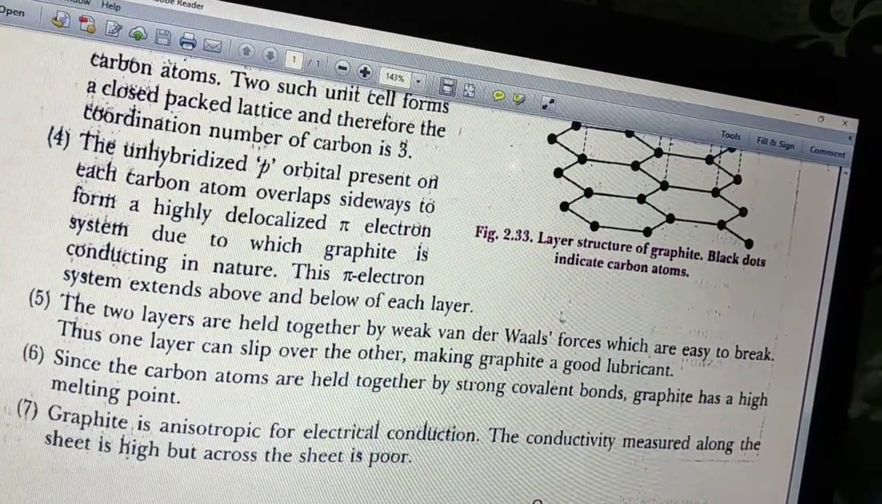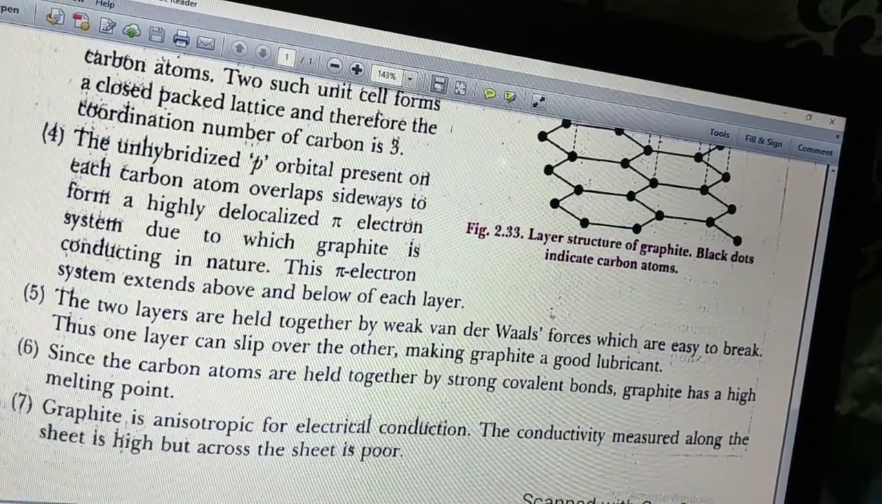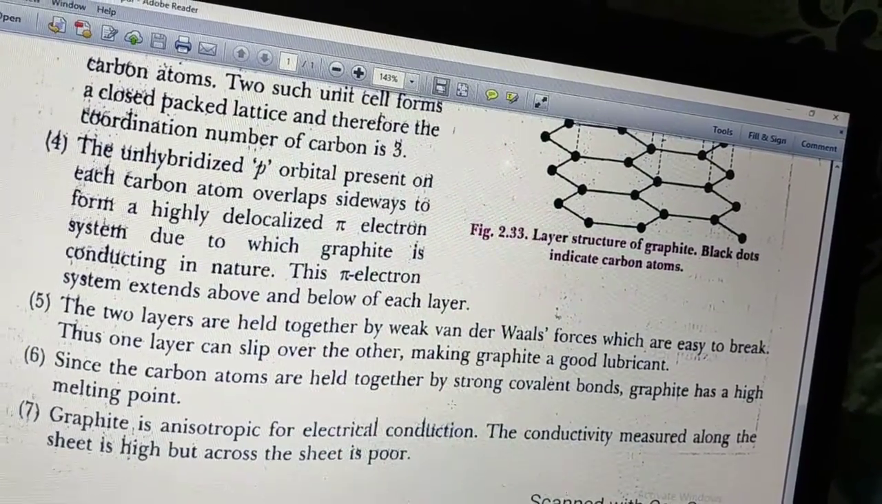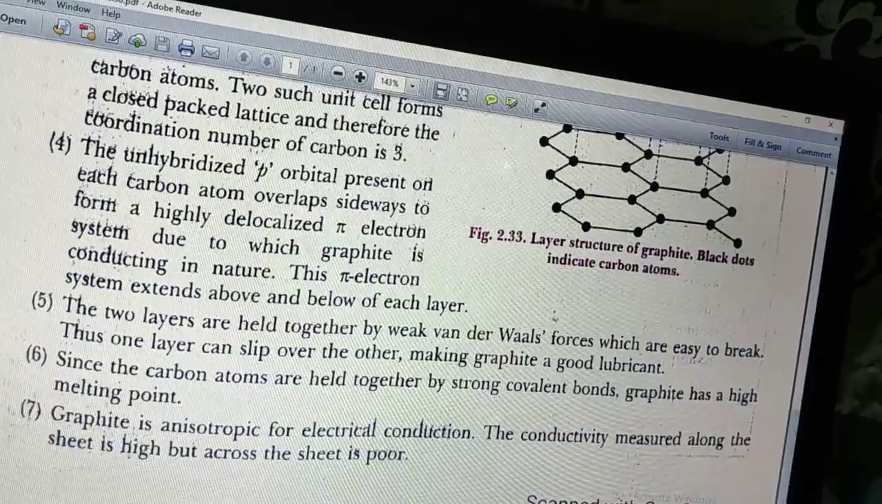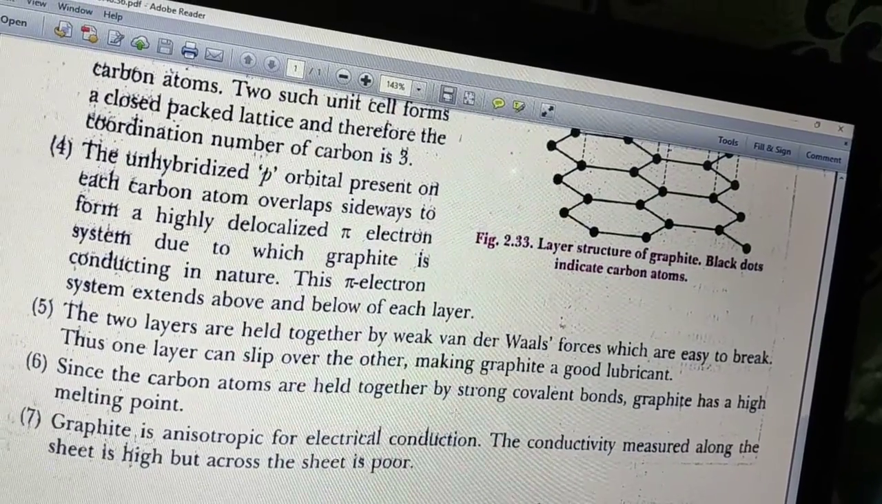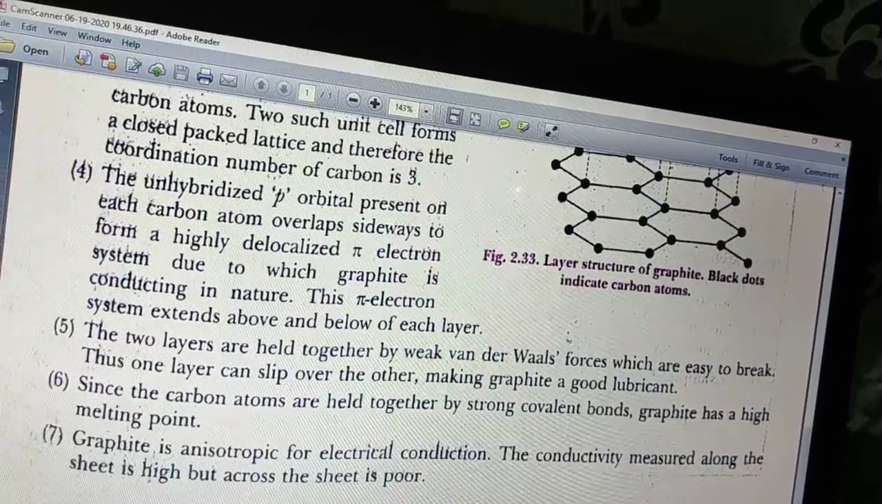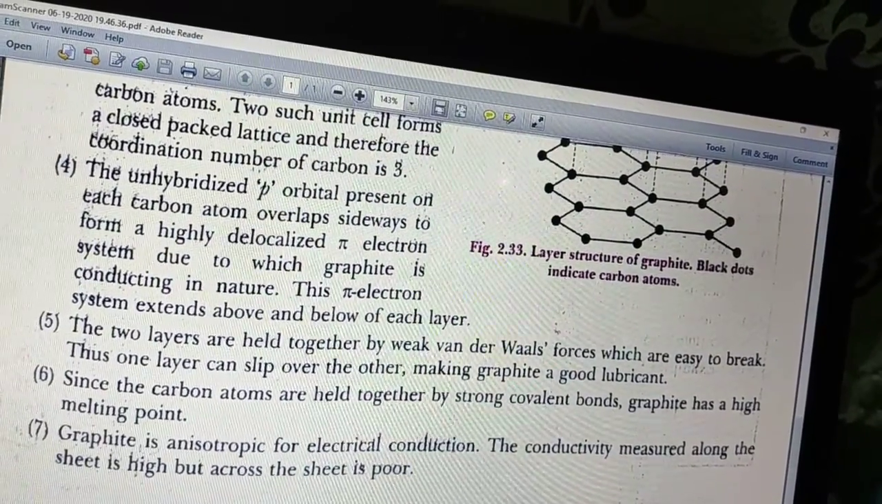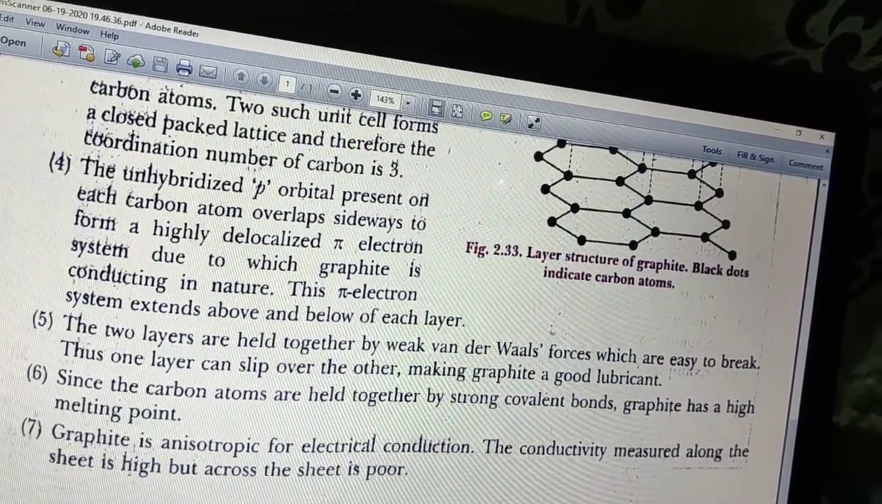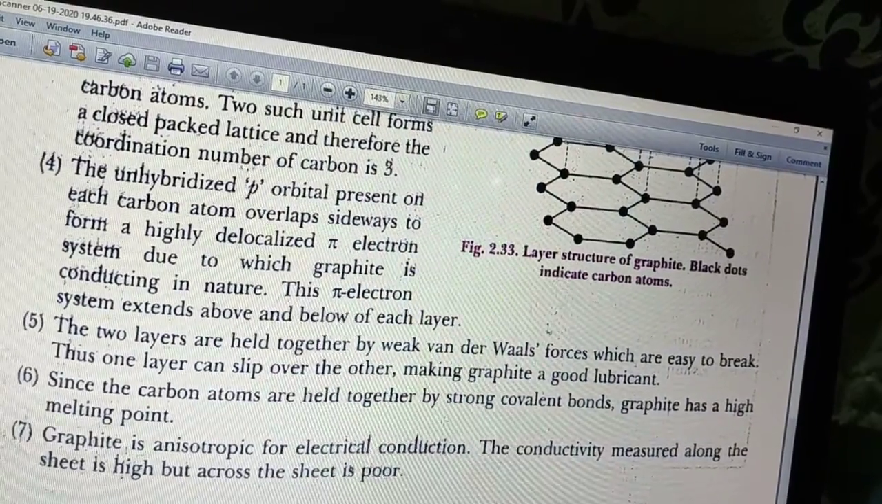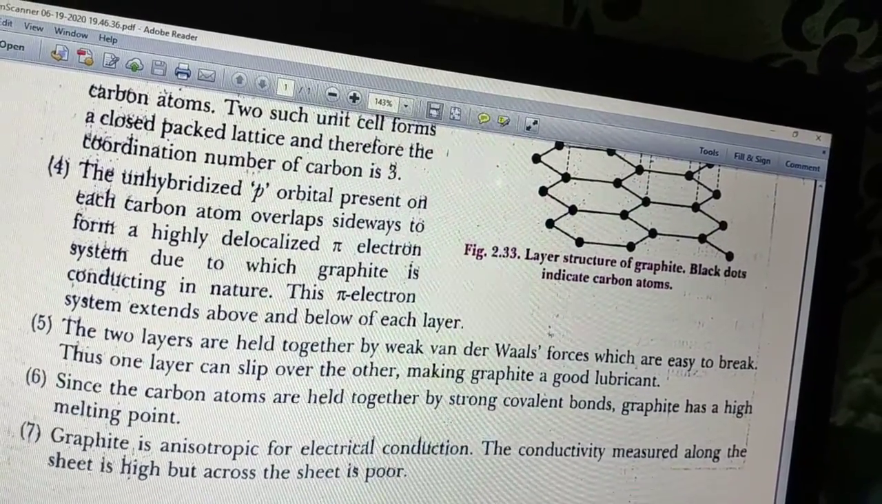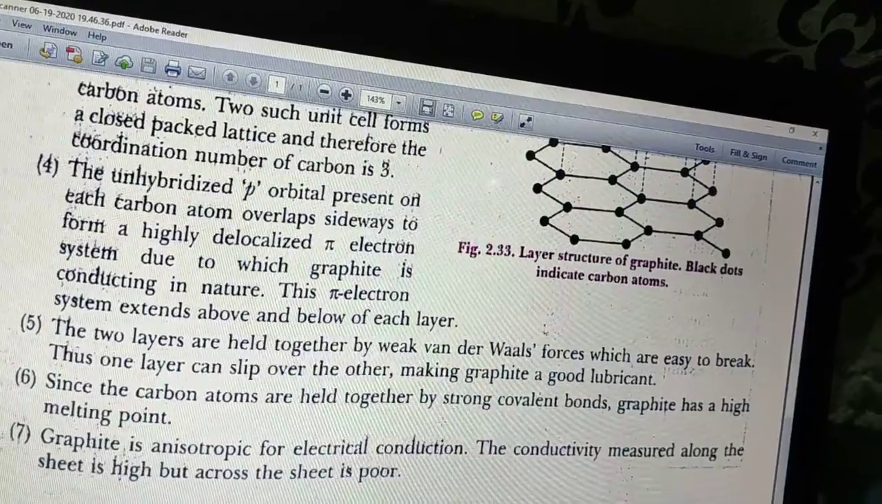Since the carbon atoms are held together by strong covalent bonds, graphite has a high melting point. Graphite is anisotropic for electrical conduction. The conductivity measured along the sheet is high, but across the sheet is poor.